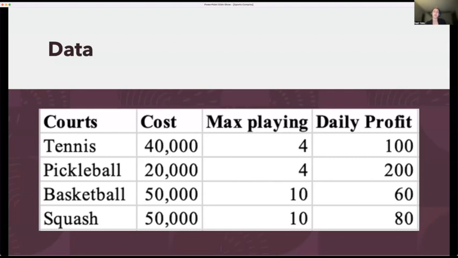To go forward, the data that I used is the table that you see here. I really just wanted to make it as simple and straightforward as possible. I assigned a cost to each court. To construct a tennis court, I decided that $40,000 would be the cost. Pickleball would be $20,000, basketball $50,000, squash $50,000.